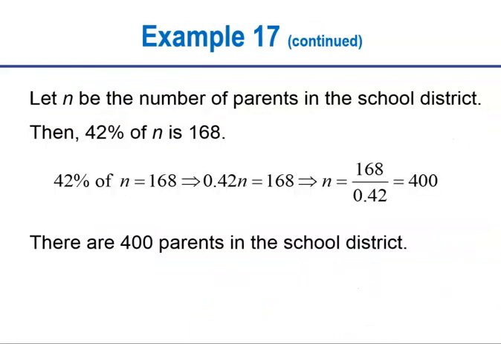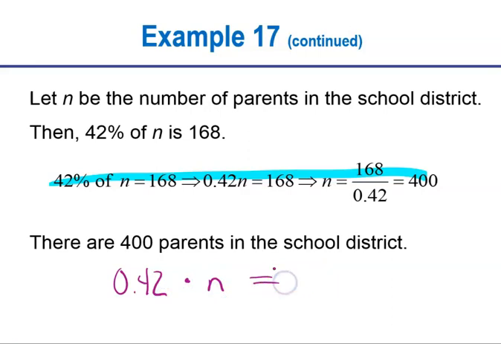Now, you'll notice here, this is kind of inconsistent with the way they've been doing problems, but this uses more of the equation model, okay? So 42% of n. Remember, we could say "of" means multiply. n equals right here, 168. And then you can divide by the 0.42, and you're still going to get that 400 that we came up with. So again, different models to do these.